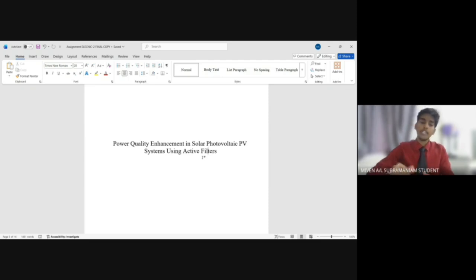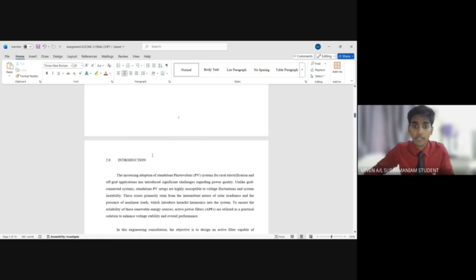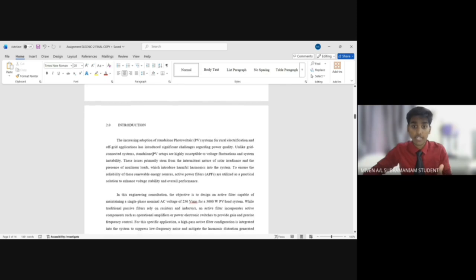251291722. Today, I will be presenting our project titled Power Quality Enhancement in Solar Photovoltaic System using Active Filters. As you know, the adoption of standalone PV systems for off-grid applications is increasing. However, these systems face significant challenges regarding power quality, specifically voltage fluctuation and instability. These issues stem from the intermittent nature of solar irradiance and the presence of nonlinear loads, which introduce harmful harmonics into the system.